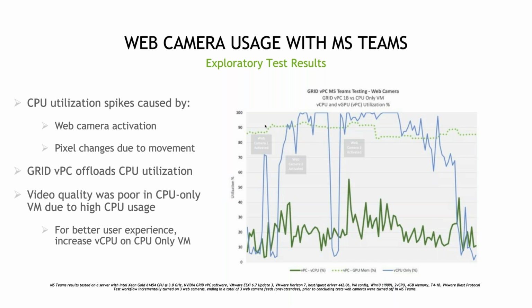On the other hand, if you look at the vPC-enabled VM, you can see that it's consistently at 30% CPU utilization for the entire duration of the test, and there are very few spikes when webcams and other processes are added during the test. So this goes to show that even if you just consider the resource utilization, there is a great benefit of offloading the task from the CPU to the GPU, which increases your scale and provides you much better user experience.